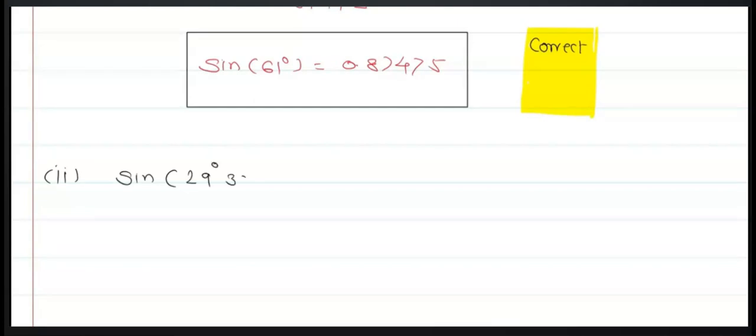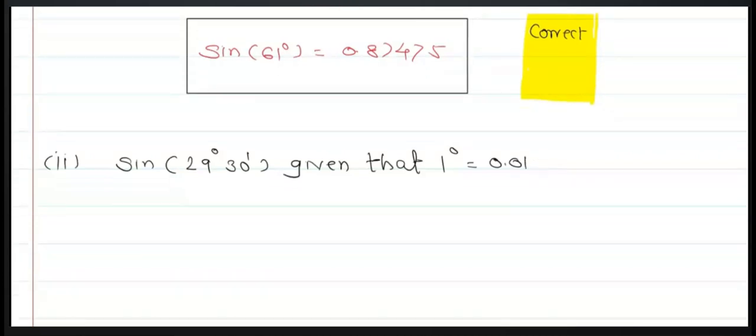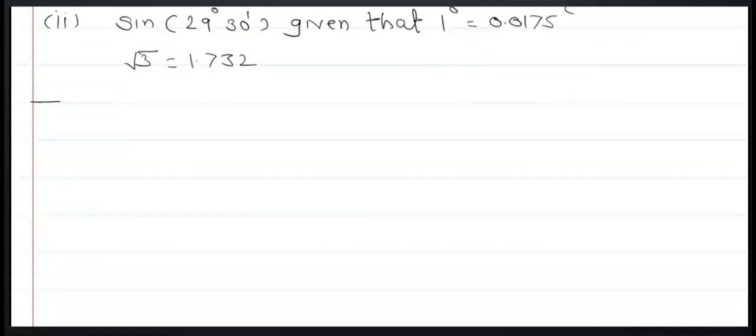Now next is sine of 29 degree and 30 minutes. The nearest value will be 30 degree, and h is equal to minus 30 minutes, that is 1 degree upon 2. The function is f of x is equal to sin x. The value of root 3 is 1.732.